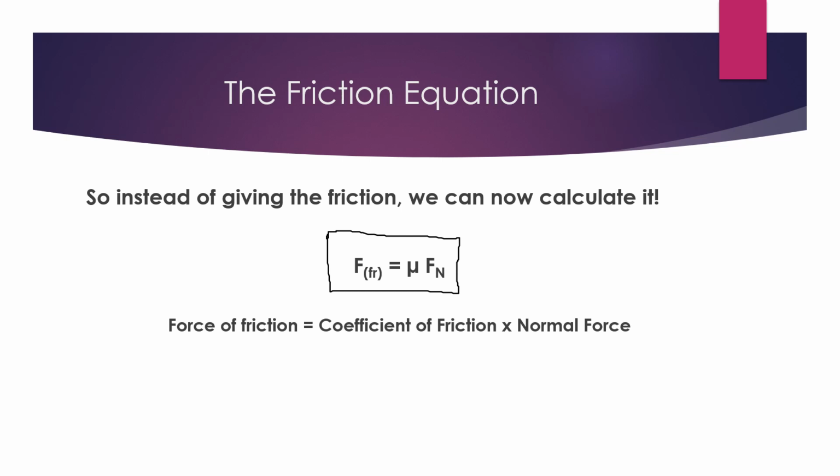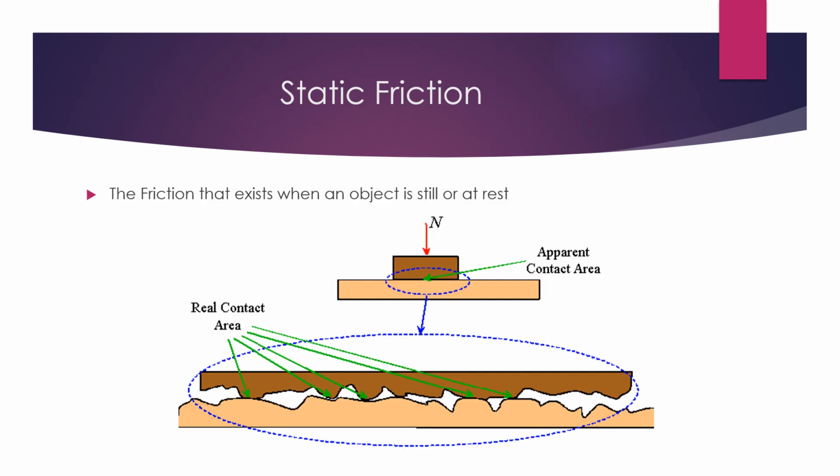Now, this is called mu. It's a Greek letter mu, and what it represents is the coefficient of friction. What is that? We're going to get into that in just a sec. But the force of friction is always going to equal the coefficient of friction times the normal force. So we have these three things together. This is the equation for friction. Now, what is the coefficient of friction? Let's talk about what it is.